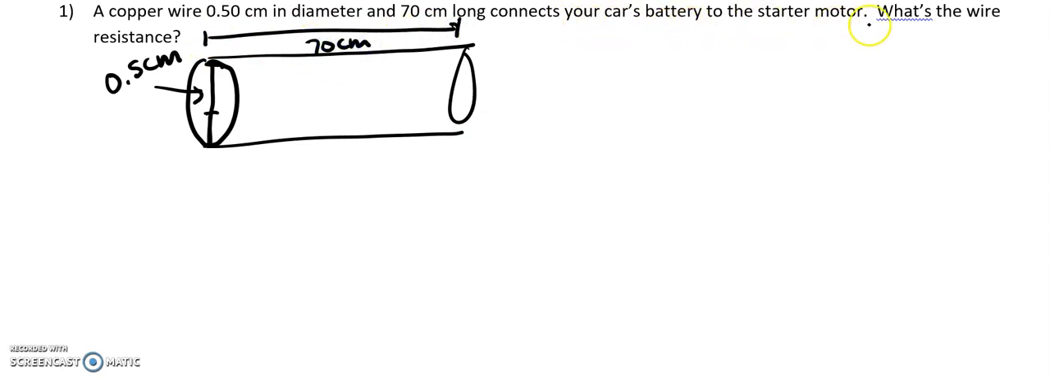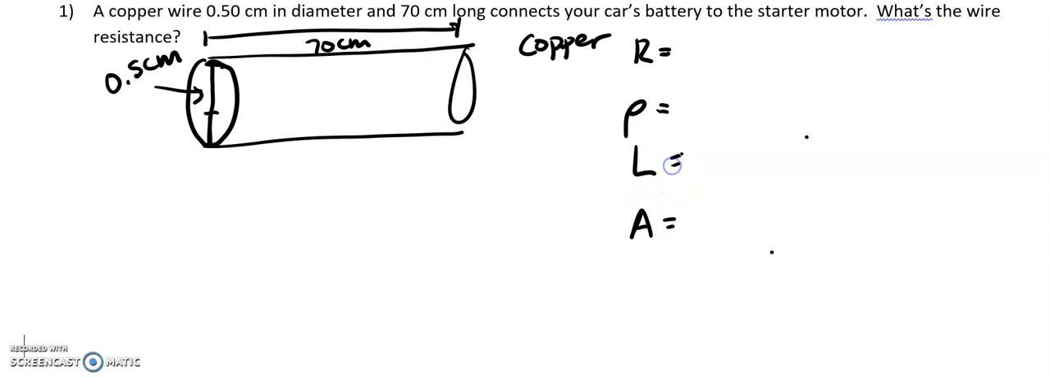It connects to your car's battery to start the motor. What is the wire's resistance? And again, copper is our material. Cool. So let's go ahead and write down our givens. So we have R, we have rho, resistivity, we have L, and we have A. And again, our equation is going to be R equals rho L over A, the cross-sectional area. So we want to find the resistance, so I'll put a question mark right here.